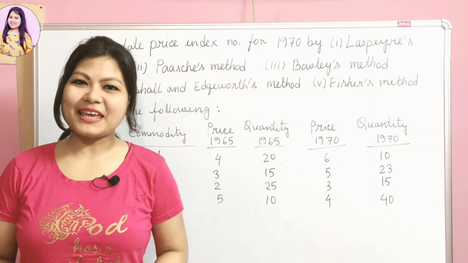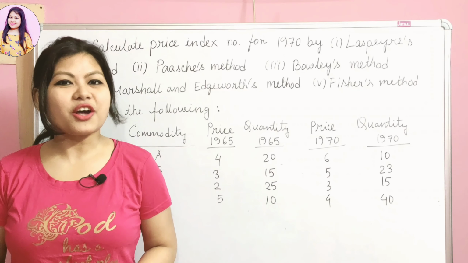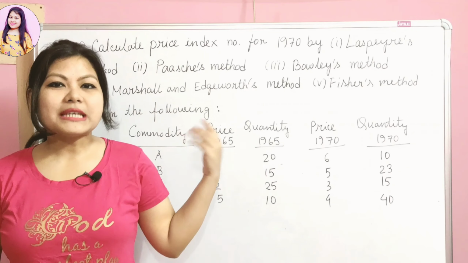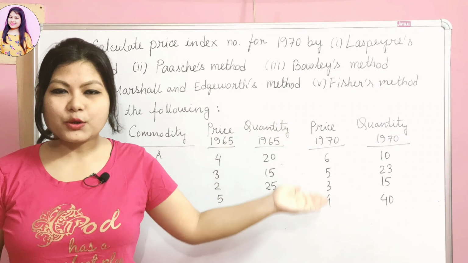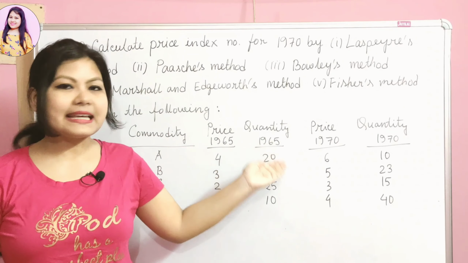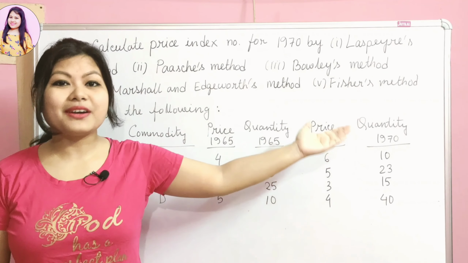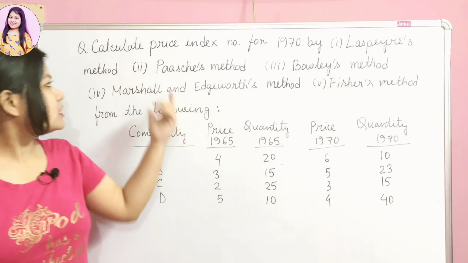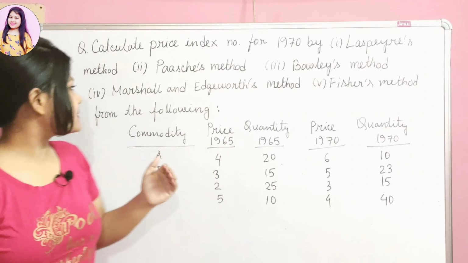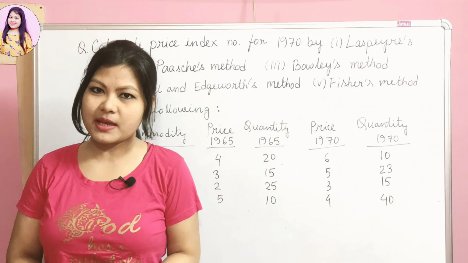Hello everyone, I am Rashmi and today I am going to discuss the solution of the index number. In this given question, the commodity price and quantity is given for the year 1965. We are to find out the price index number for 1970 by Laspeyres' method, Paasche's method, Bowley's method, Marshall-Edgeworth method and Fisher's method.